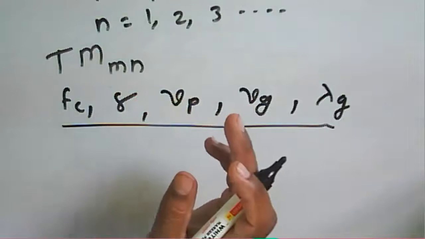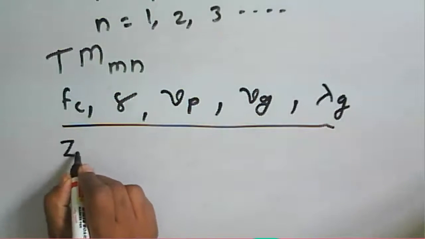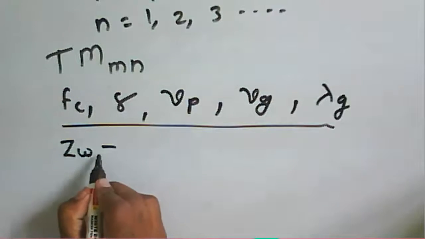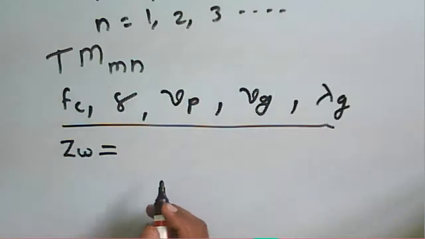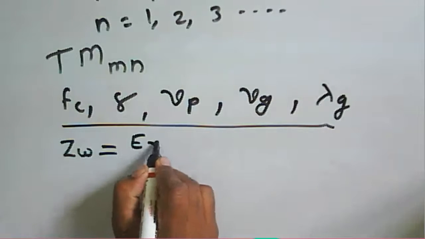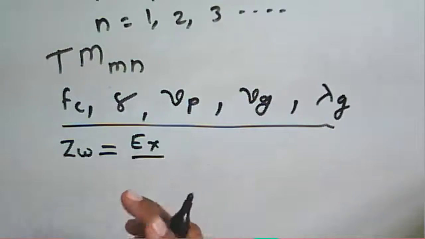There is a change in the equation for the characteristic impedance. The characteristic wave impedance for the TM mode is different as compared to the TE mode. For the TE mode it is different, for the TM mode it is different. So the characteristic impedance for the TM mode is different from the TE mode.